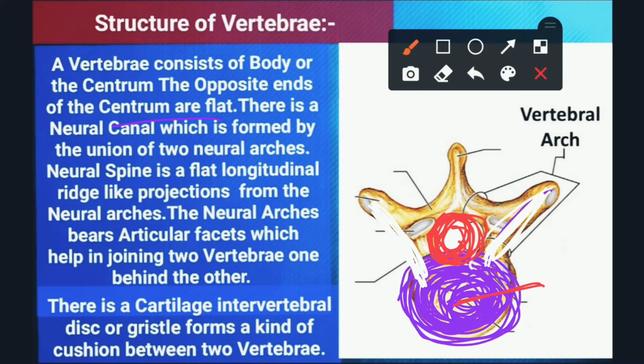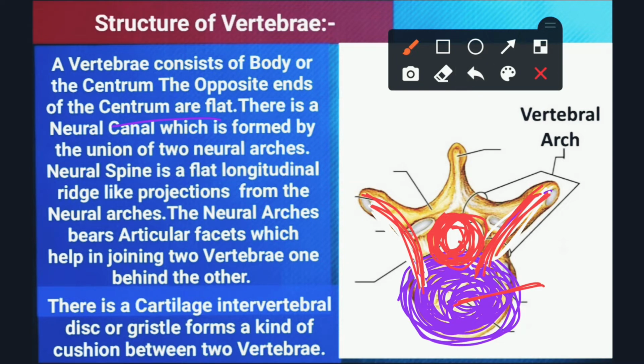So again we repeat, this is the body of the vertebra or the centrum, and both sides of the centrum are flat. On the back side of the centrum is the neural canal, which is formed by the union. When these two neural arcs meet, the neural canal is formed. So what is formed by the union of the two neural arcs? The neural canal.